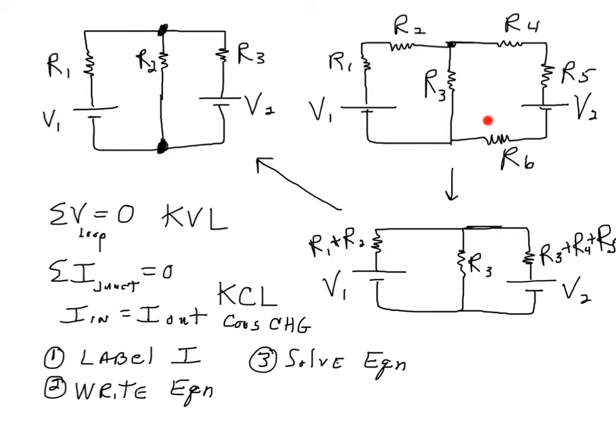Circuit 2 on the right should be simplified first, so I didn't put that down. Let me write that down. So in this case, the first step, since I have steps 1, 2, and 3 there, I'll call it step 0. And that would be to simplify the circuit.